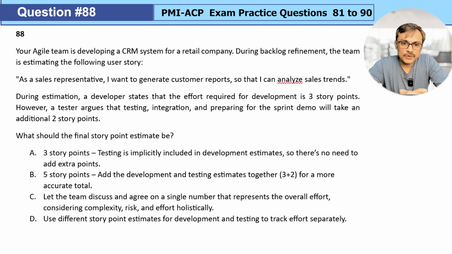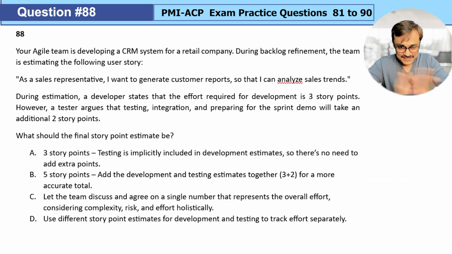Question number 88. Your agile team is developing a CRM system for a retail company. During backlog refinement, the team is estimating the following user story. As a sales representative, I want to generate customer reports so that I can analyze sales trends. During estimation, a developer states that the effort required to develop is 3 story points. However, the tester argues that testing, integration, and preparing for the sprint demo will take an additional 2 story points. So what should the final story point estimate be here?